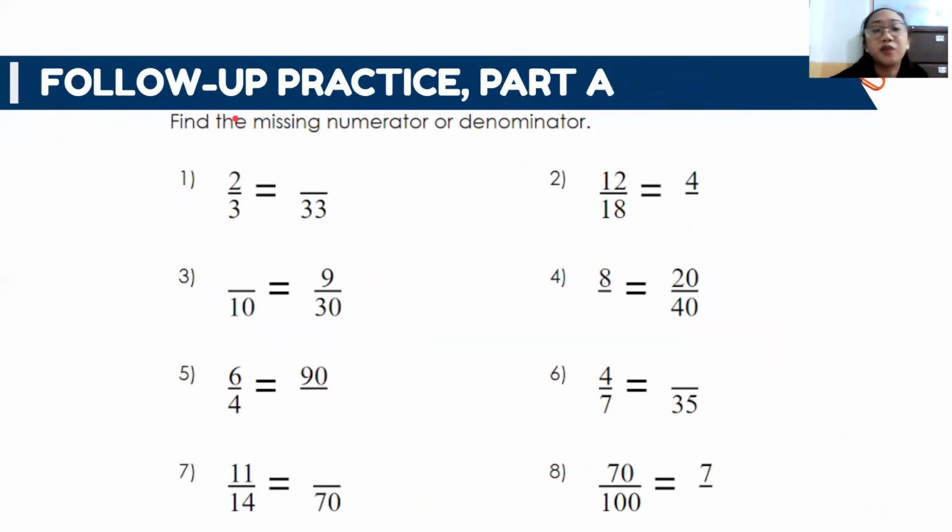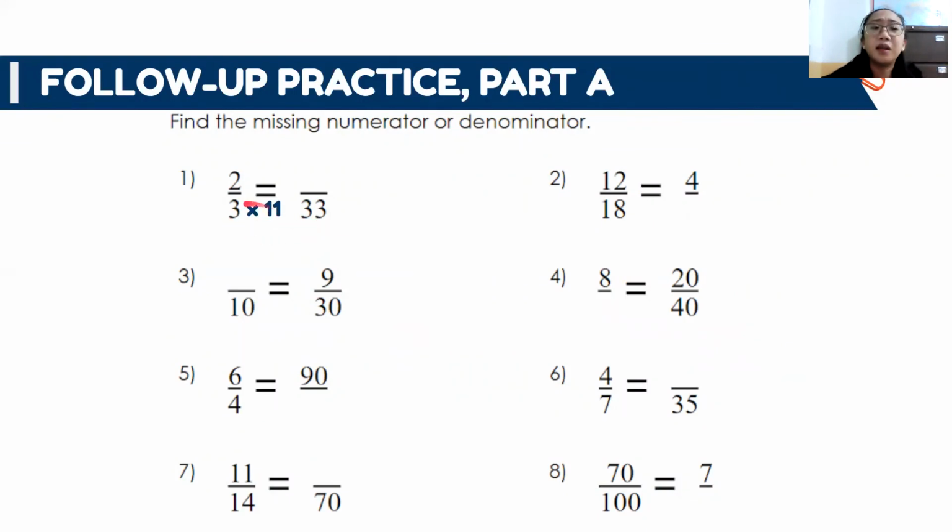We are asked to find the missing numerator or denominator. How will we find them? They're lost. Well, we could either multiply or divide. Notice here, how did 3 become 33? Do we multiply or do we divide? Well, it became bigger, so we have to multiply it by what number? Yes, 3 times 11 is 33.